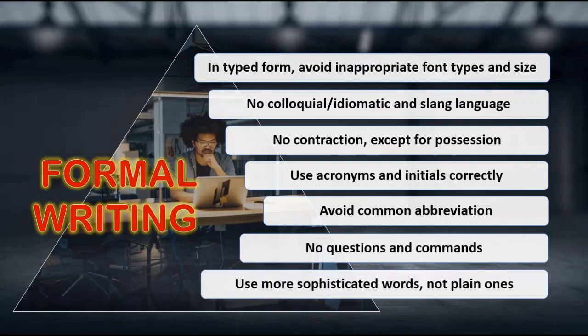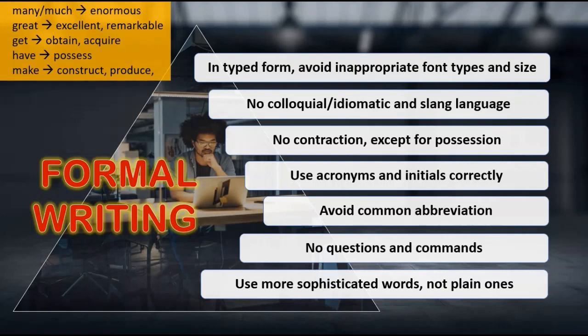And the last one, it's better to use more sophisticated words, not the plain ones. Okay? For example, instead of using many or much, you can use the word enormous. Instead of great, you can use excellent or remarkable. And then you can use obtain or acquire to replace get, and then possess to change have. And then you can also replace make with construct and produce. So this is all about the formal writing.